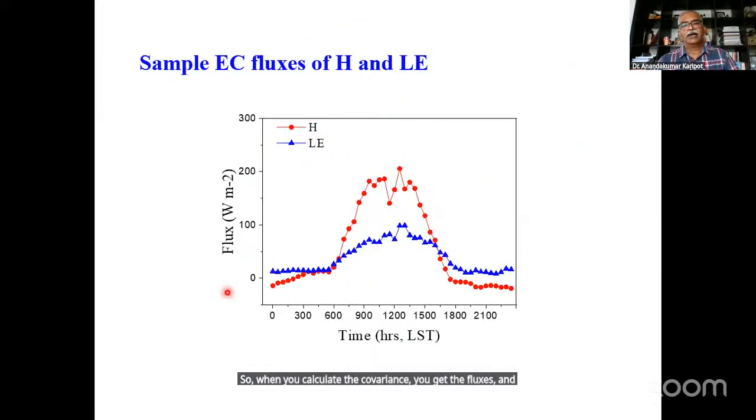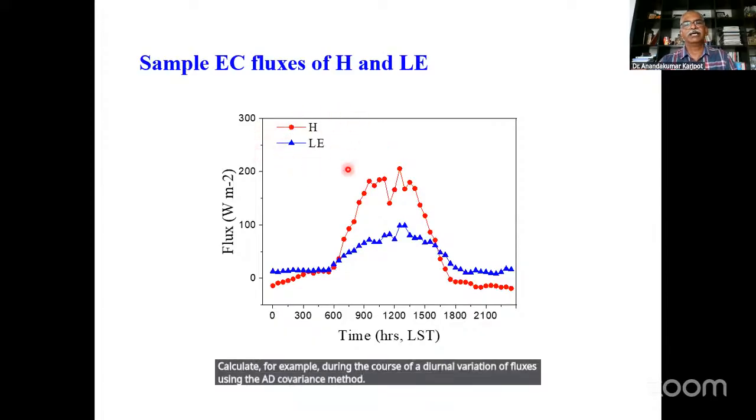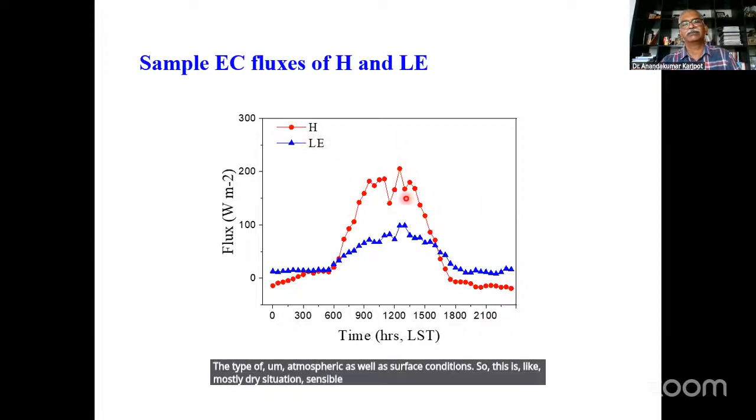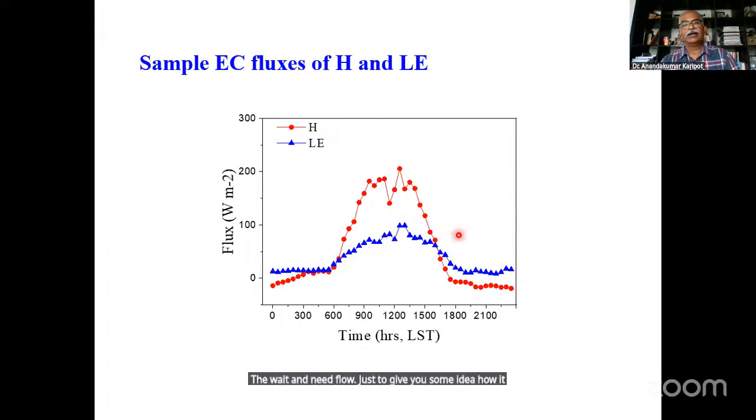And if you calculate, for example, the diurnal variation of the fluxes using the eddy covariance method, the sensible heat and latent heat are shown here, how they vary. It may vary like this, converted into flux in watts per meter square. The magnitude may look like this, depending on the type of the atmospheric as well as surface conditions. So this is like a mostly dry situation. Sensible heat flux is much more than the latent heat flux. Just to give you some idea how it may look.